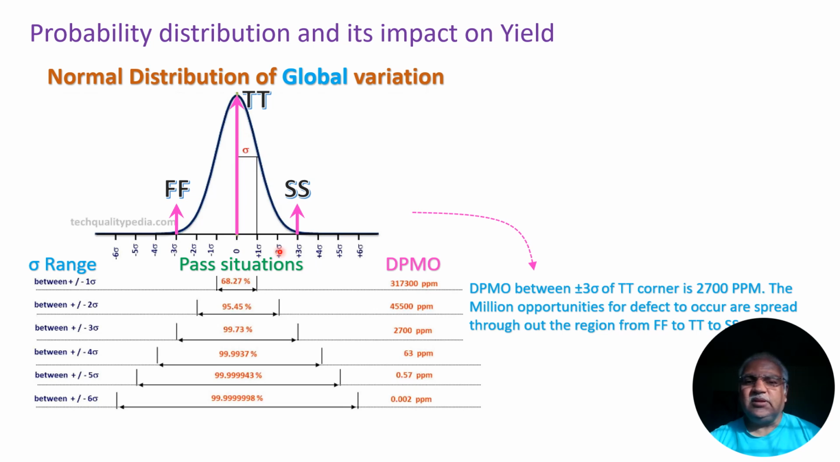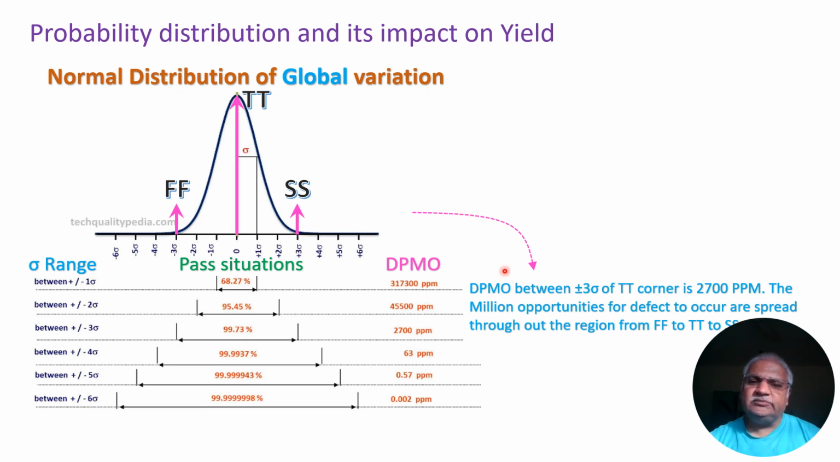So this is the manufacturing process. If you consider plus or minus 3 sigma, then the number of defect opportunities is this many. We need to ensure that in this process the DPMO between plus or minus 3 sigma of the typical corner is 2700, and these are all random in nature. These are all from fast corner to slow corner.